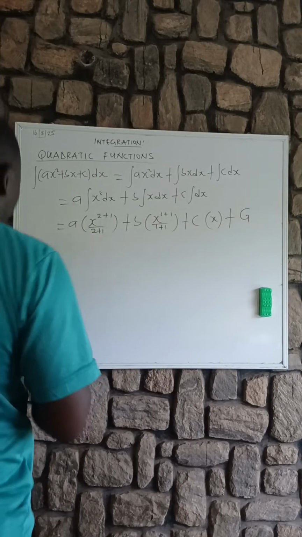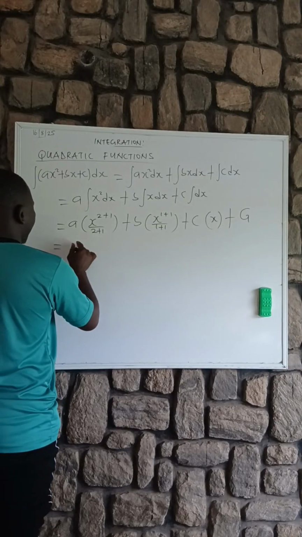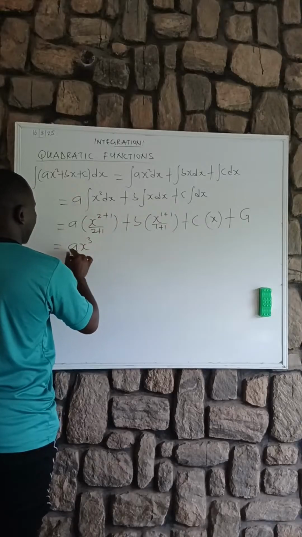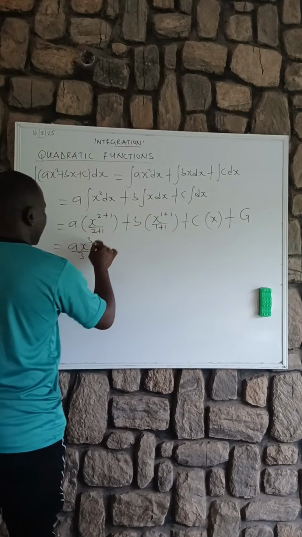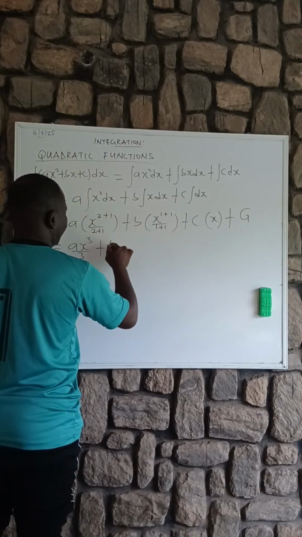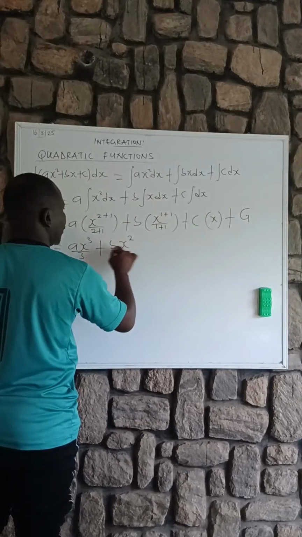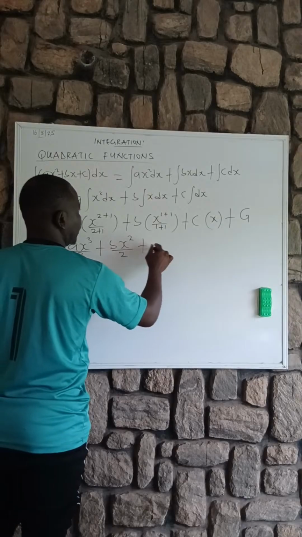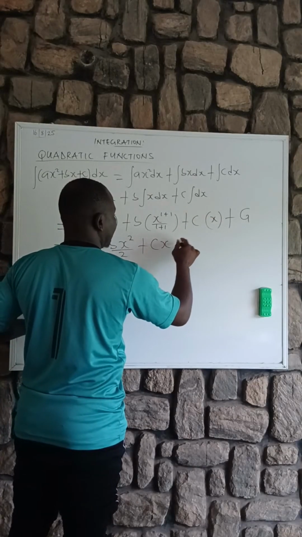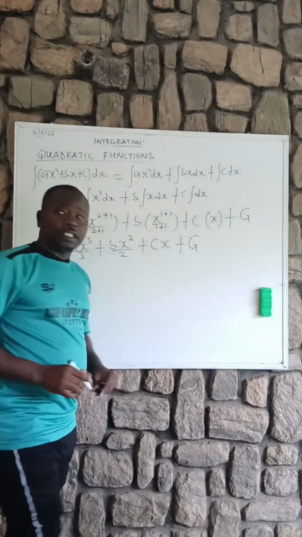Amen. So here will now be equals to ax raised to the power 2 plus 1, 3 all over 3. Then plus bx raised to the power of 1 plus 1, 2 all over 2, plus c times x is cx, then plus the constant g. Is this difficult?